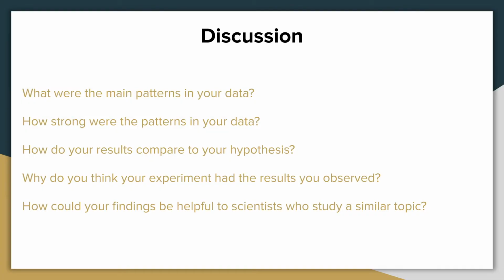The discussion slide is one of the most important ones of your presentation. This is where you'll tell your audience what your results mean. Be sure to describe the main patterns in your data, how strong those patterns were, and how your results compare to the hypothesis or prediction that you had. Also include some analysis of your findings. Why do you think your experiment had the results you observed? And how could your findings be helpful to other scientists who studied this similar topic?